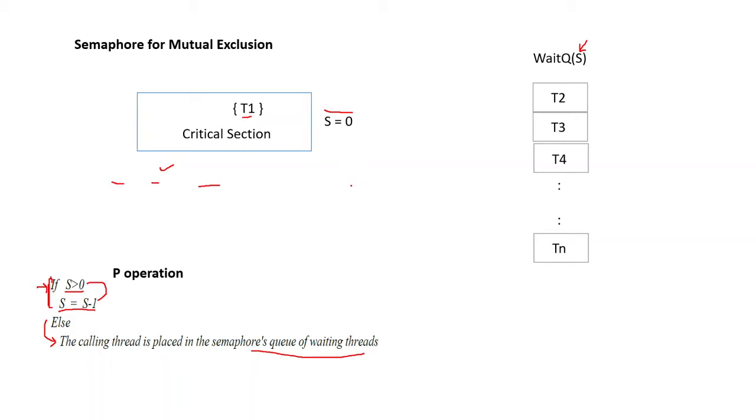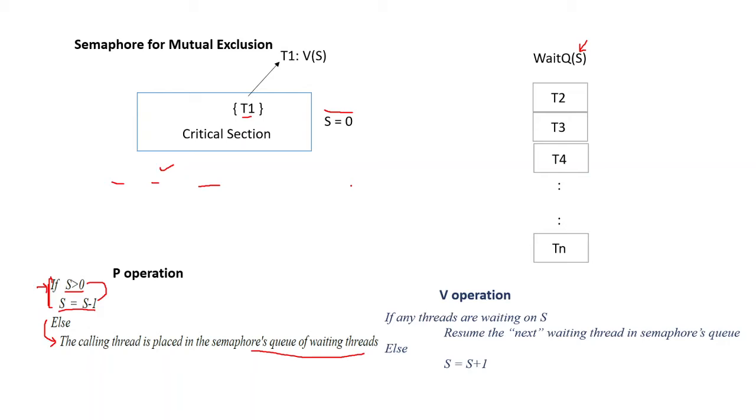Now after some point of time, T1 has finished executing in the critical section, and T1 executes the V operation since it needs to come out of the critical section. Now for the V operation, we see that if any threads are waiting on S, resume the next waiting thread in the semaphore's queue. Now what happens is, it is checked if the wait queue is empty. So if the wait queue is empty, this part will be executed. That is, S value will be changed to 1.